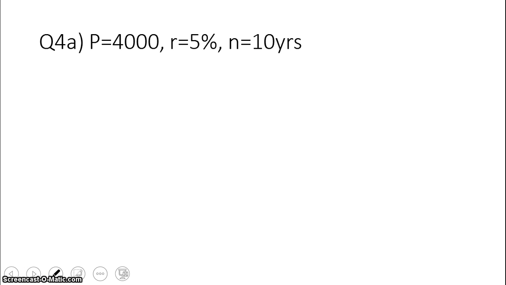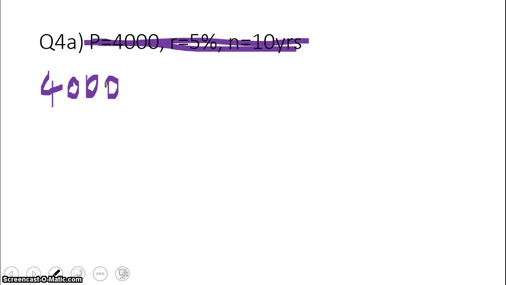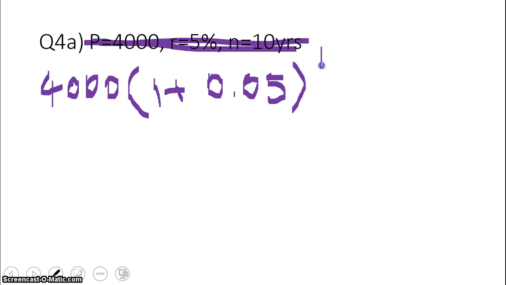In question 4, we're asked to do the calculation to work out the final amount. So our formula, I've already written out what we've got at the top here. So we've got 4,000 times 1 plus 5%, which we're going to write as a decimal, 0.05, to the power of 10.